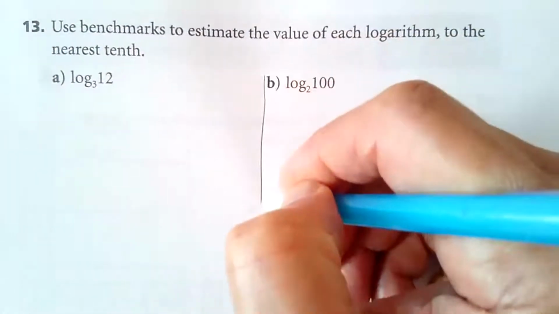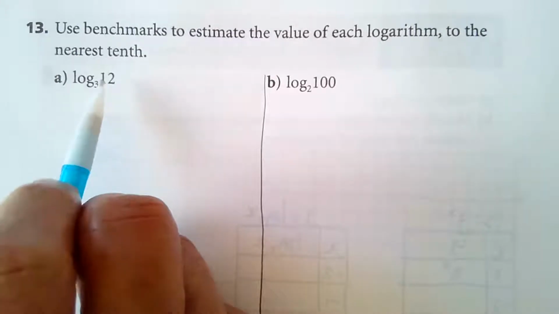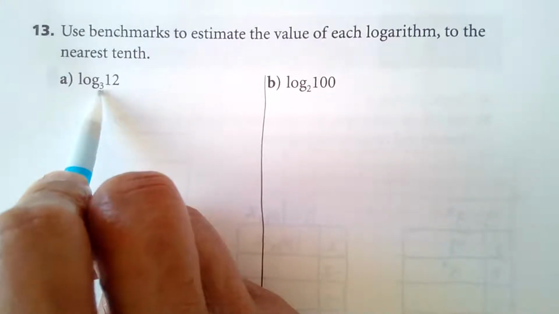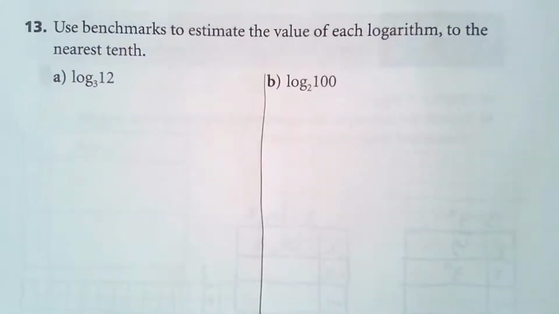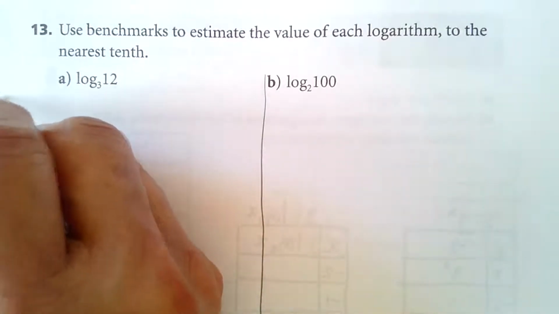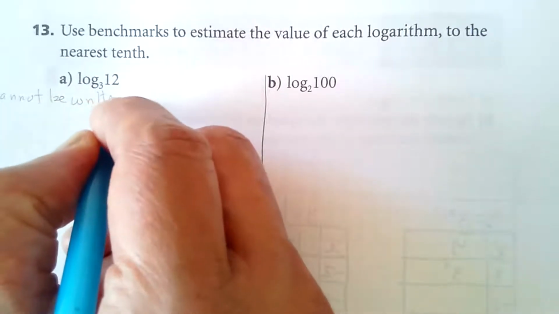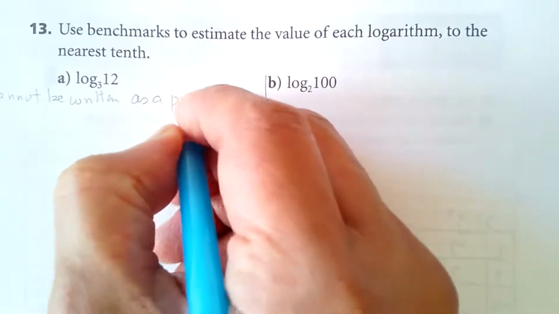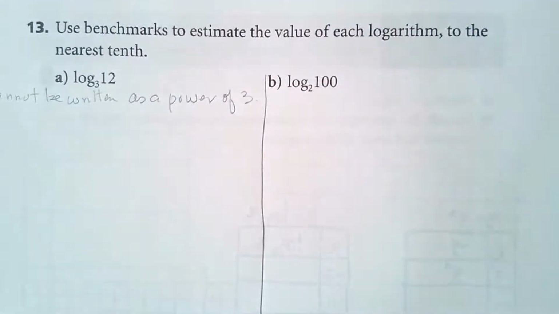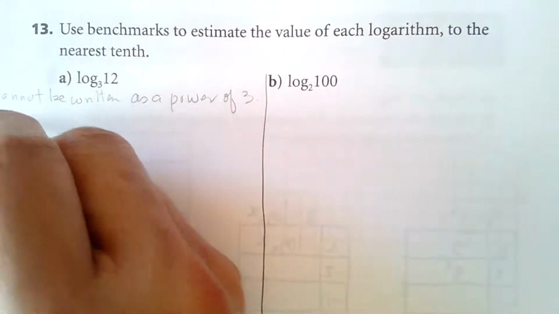Let's look at the first one here. Look at log 3 to 12. Now, 12 cannot be written as a power of 3. So we cannot write 12 as a power of 3. So we need to use benchmarks.